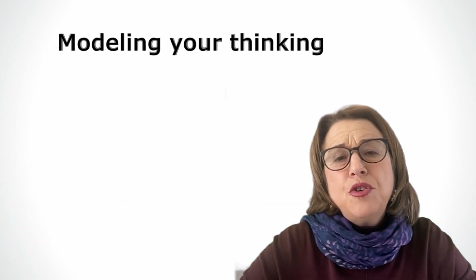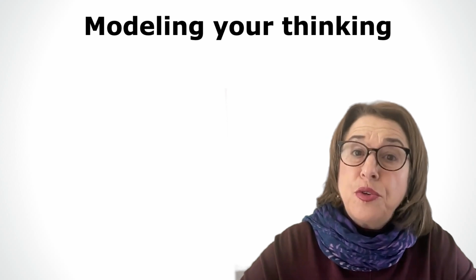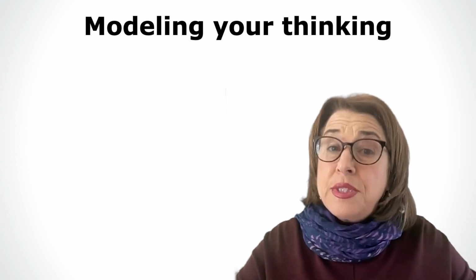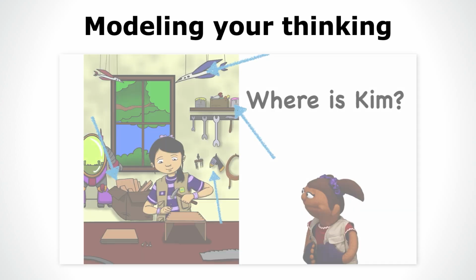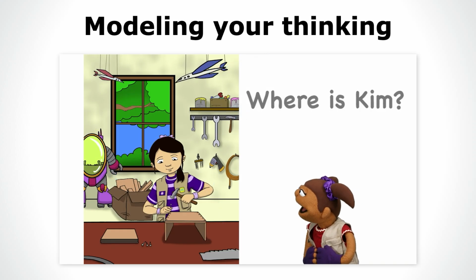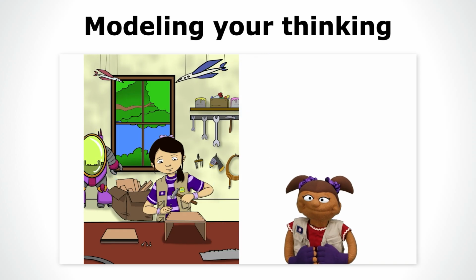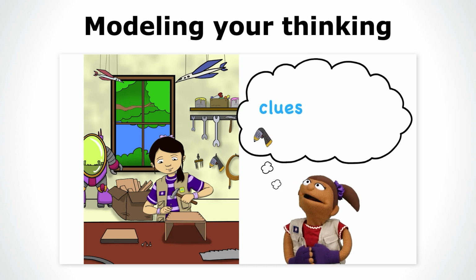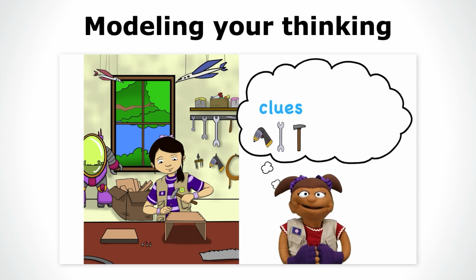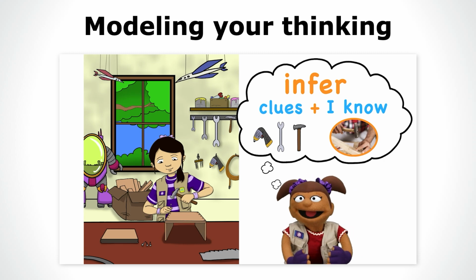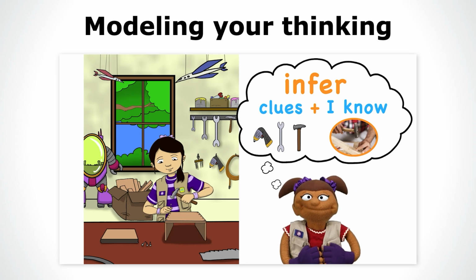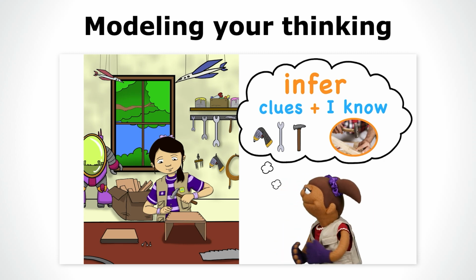When you verbalize your thought process, it helps children understand how to connect clues in the pictures to their background knowledge. Just like this. I think Kim is in a workshop. I use the clues in the pictures and what I know about building things to infer that Kim is in a workshop because I see things for building.